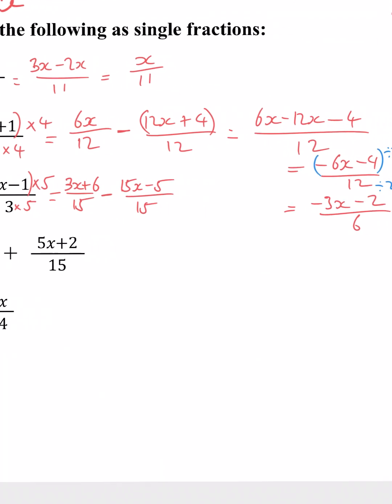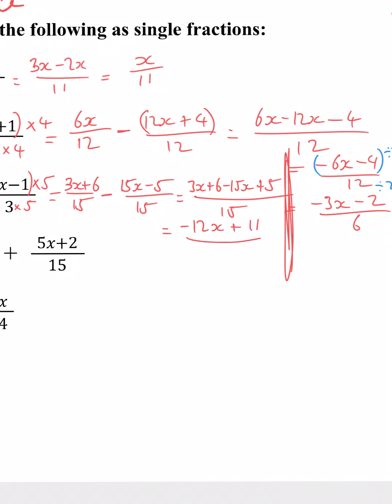Come over here. Now when we go to add up, remember that this minus here is going to be applied to everything over here. So this is going to be all over 15. Let me separate that there. 3x plus 6 minus 15x. Now, it's minus 5. Minus is plus, so it's plus 5. Right, adding it all up. 3 minus 15 is minus 12 times x. 6 plus 5 is 11, all over 15.